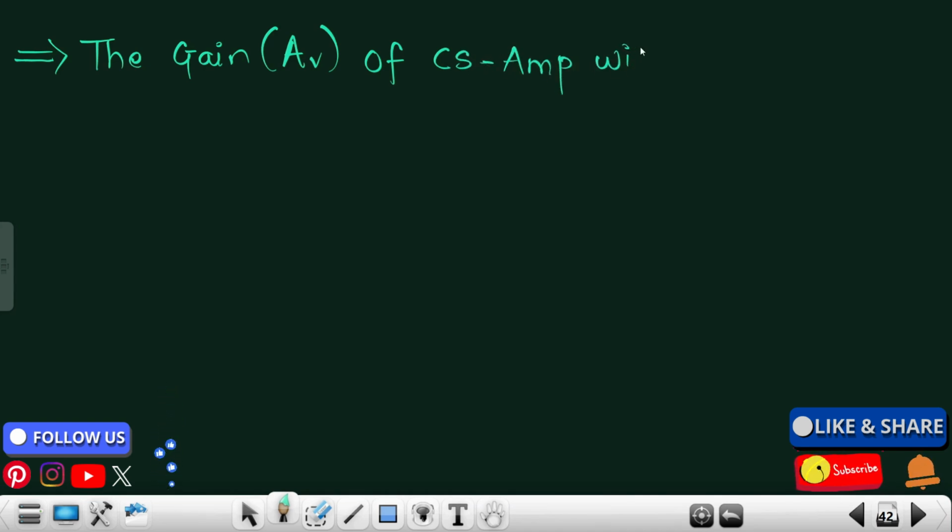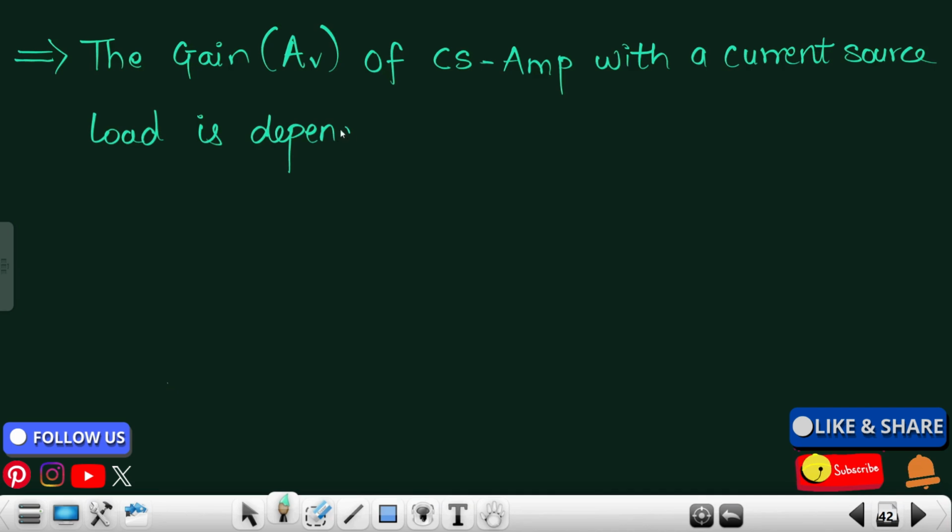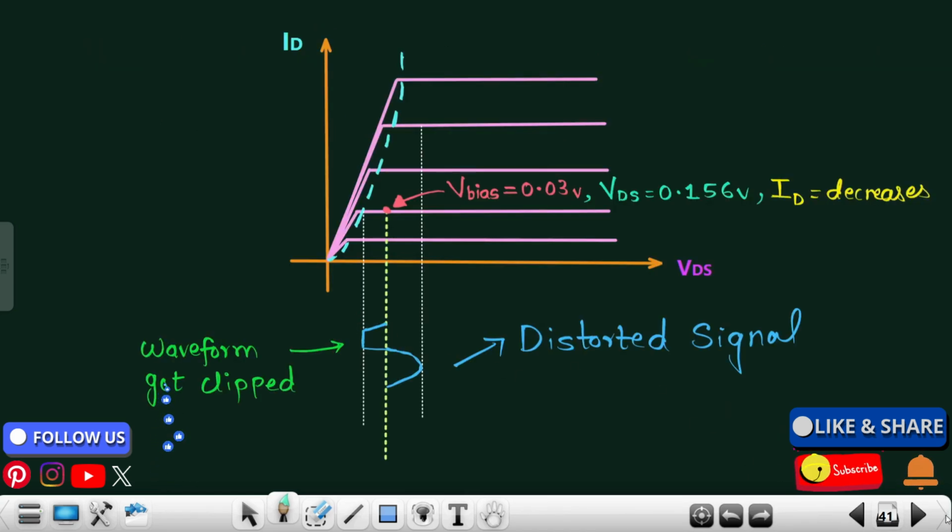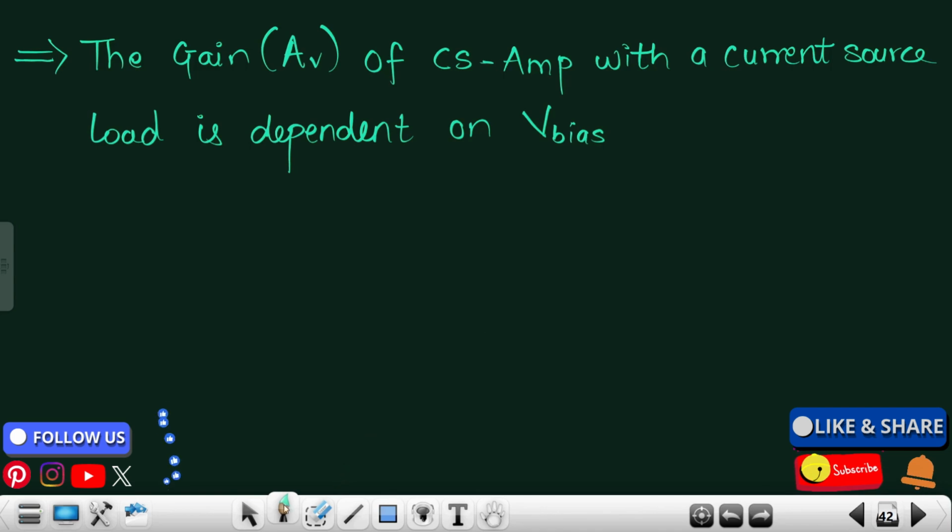with a current source load. So the gain of this particular circuit is dependent on the biasing point, Vbias, right? It is heavily dependent on that. So if Vbias shifts, your gain also changes, and thus we get this kind of distorted signal which we just saw. And so basically we need to modify this particular circuit so that our gain does not depend on Vbias, right?